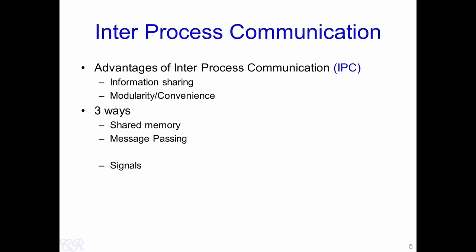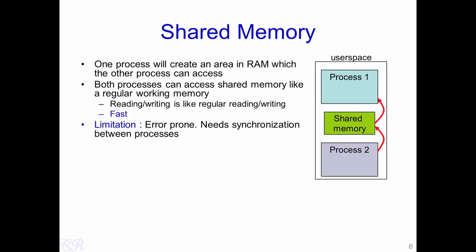In typical operating systems, there are three common ways in which IPCs are implemented. These are through shared memory, message passing and signals. So, let us look at each of these things. So, with the shared memory, we have one process which creates an area in RAM which is then used by another process.